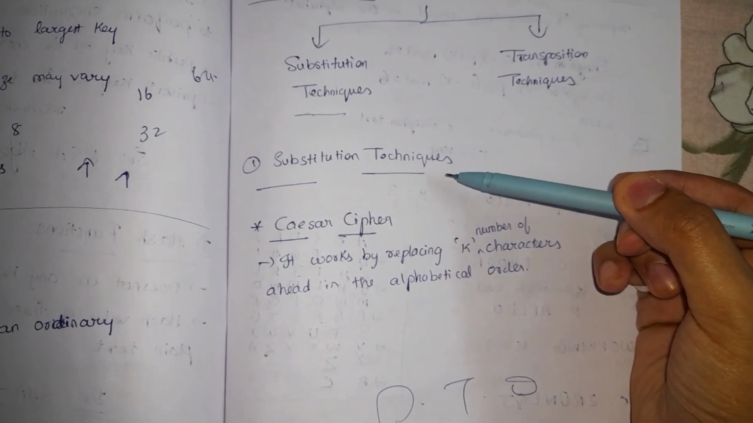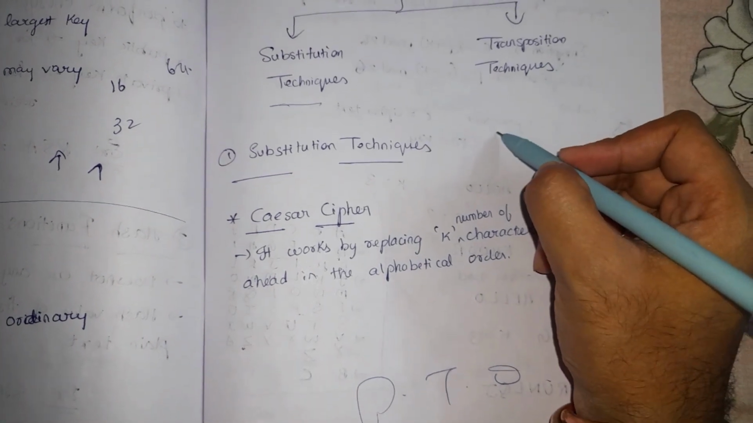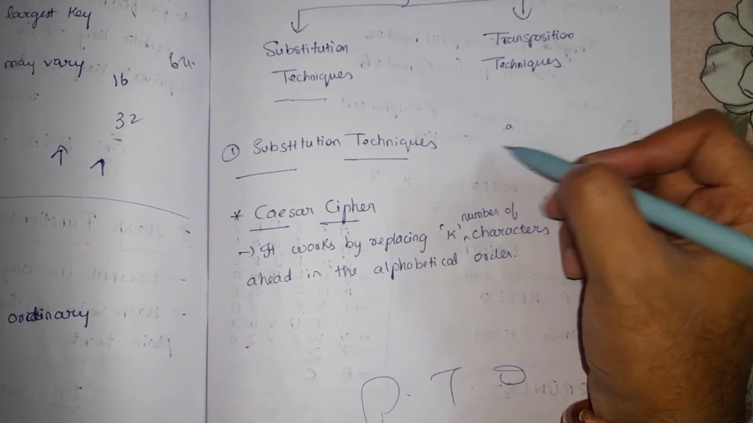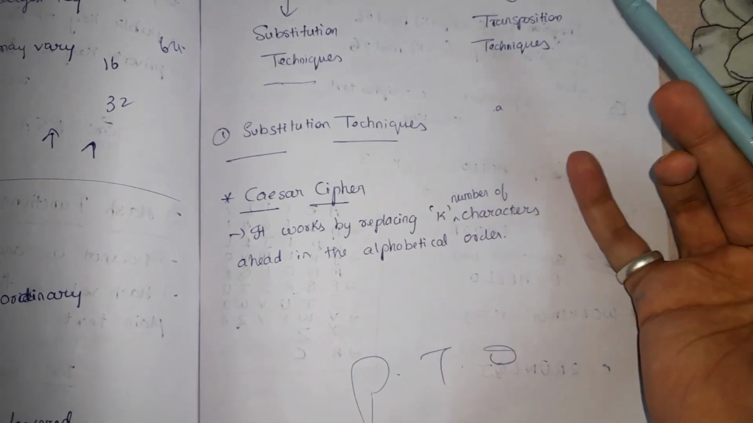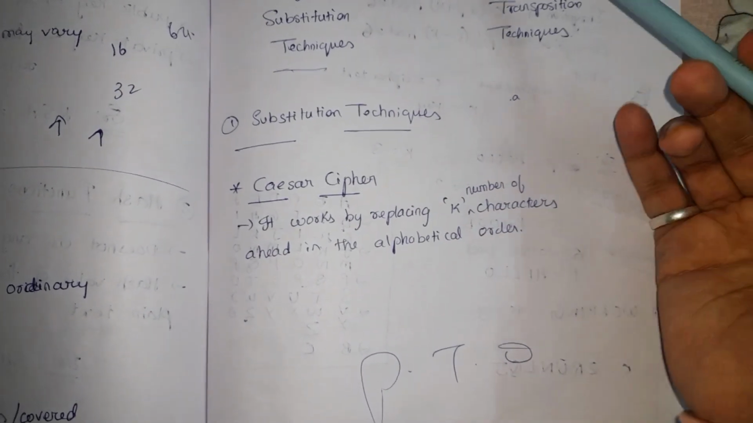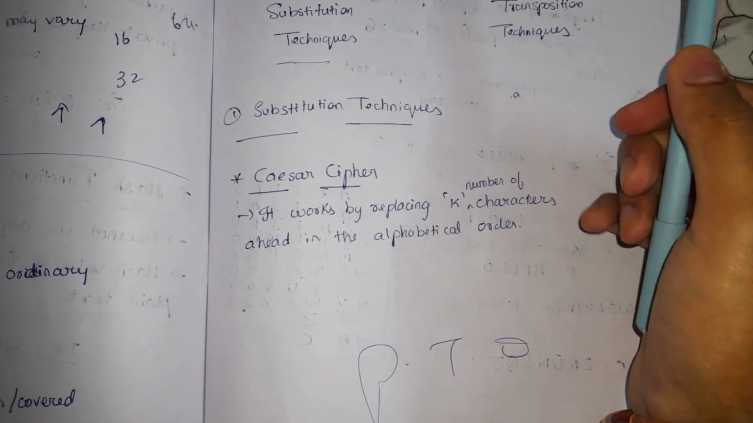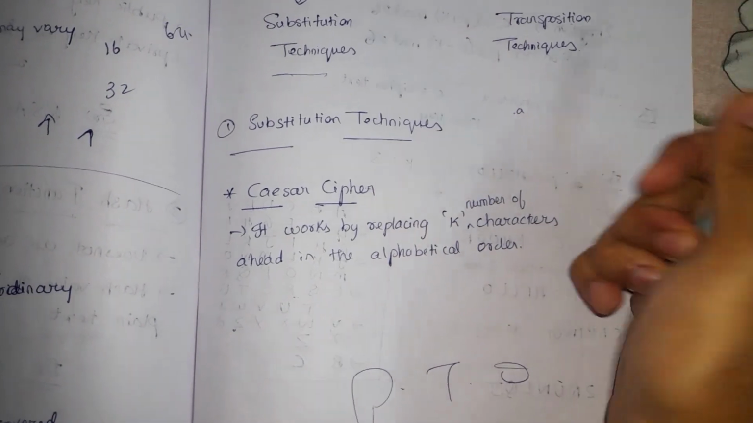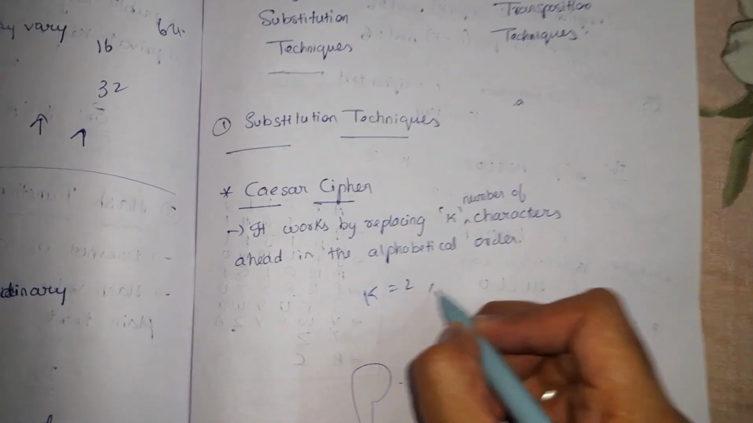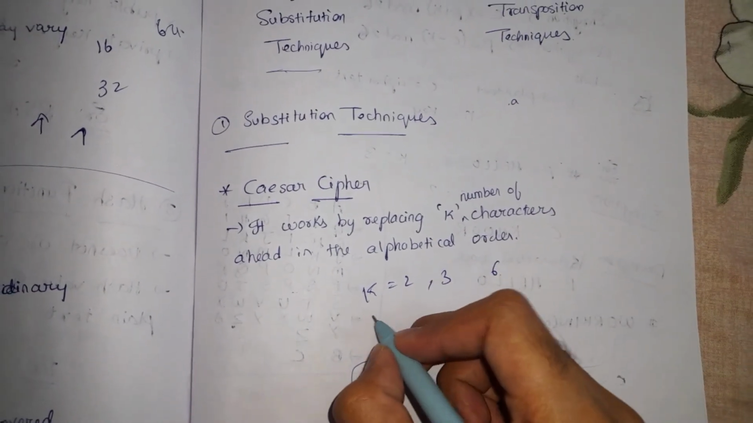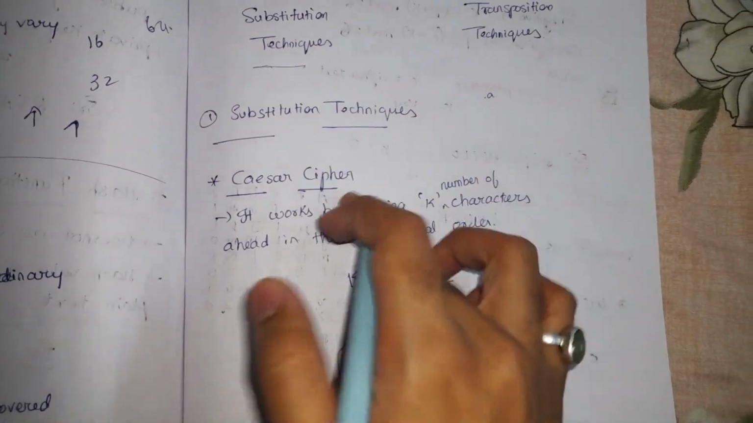In substitution techniques, substitution in the sense that if I want to replace one character of the message with any other character, that is substitution. There are many techniques in substitution. Let's explore them one by one. The first one is Caesar cipher. It basically works by replacing a character with the k-th character ahead in the alphabetical order. This k value can be anything, 2, 3, 6, your wish. Now let's look at an example to understand the Caesar cipher in more detail.